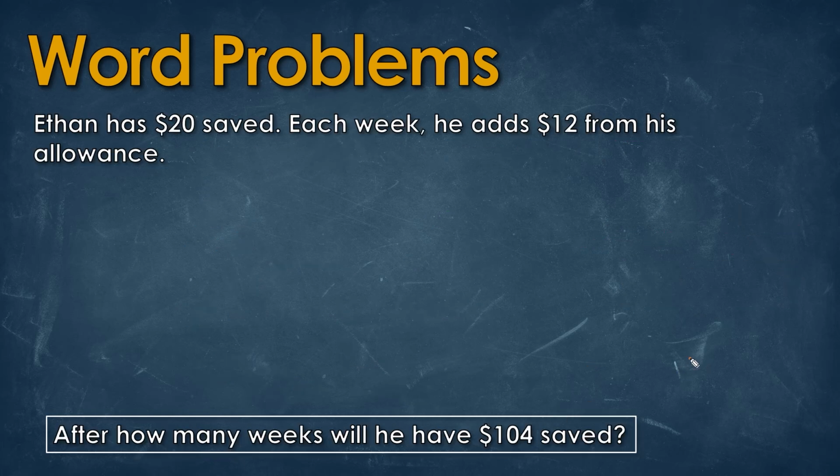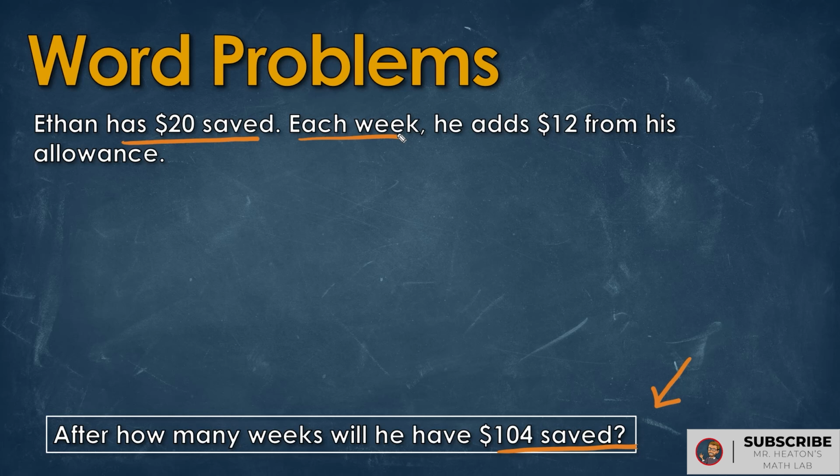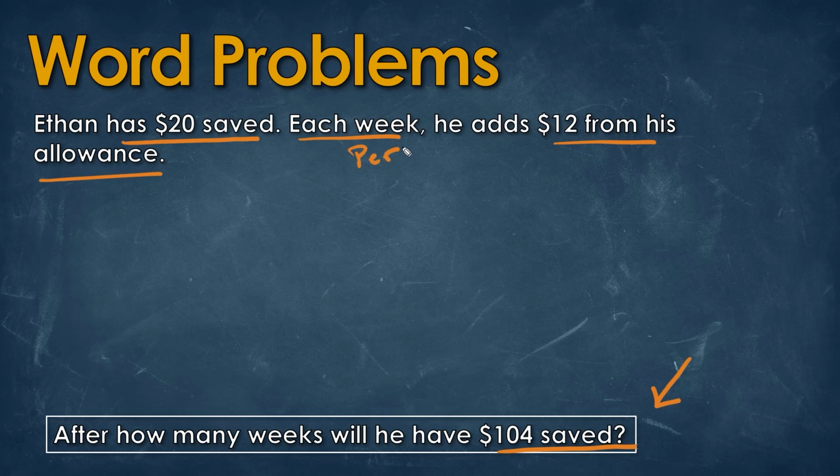For this question, we're trying to figure out how many weeks it'll take for Ethan to save $104. If I read the question, it says that Ethan has $20 saved. Each week, he adds $12 from his allowance. When we see this each week, we can think of that word per, which we saw in the last question. But each week will mean our rate, which means that we're going to be taking 12 times x. Now it says he has an initial amount of $20 saved. So we know it's going to be 20 plus 12 times x. And we want to figure out how long it'll take for him to save $104.